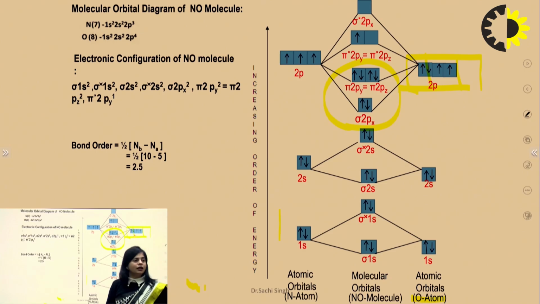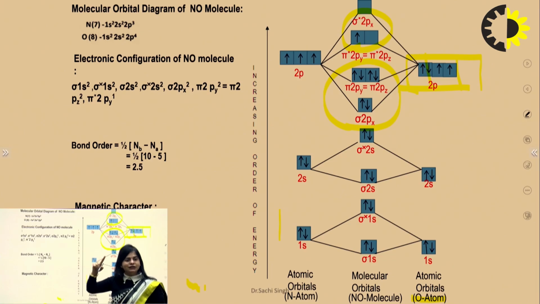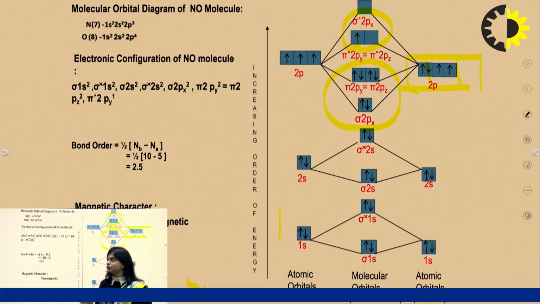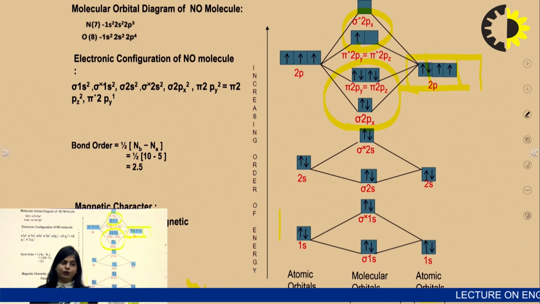Okay, and now the magnetic character, depending on whether the outer orbital is paired or unpaired. There is a single electron, so it is unpaired. That's why its character is paramagnetic. So this is the molecular orbital diagram for the NO molecule. This is a heterodiatomic molecule.